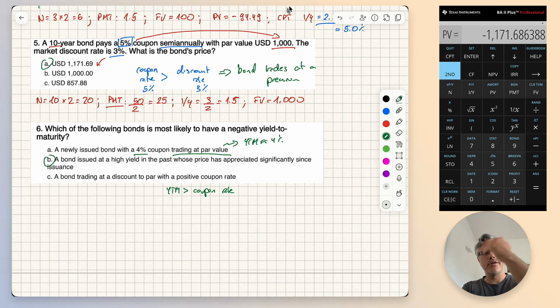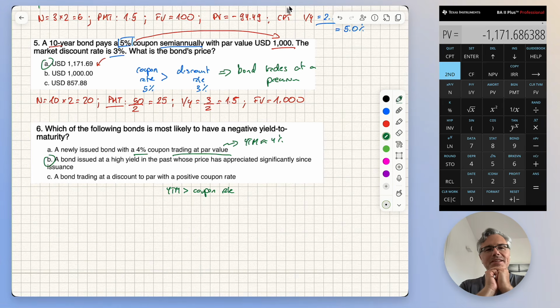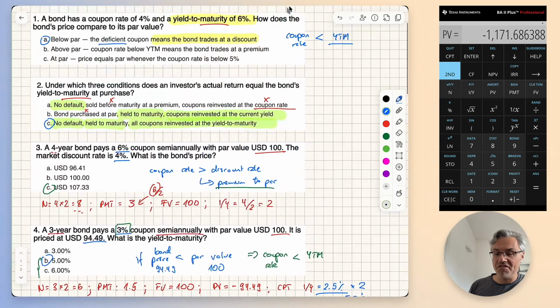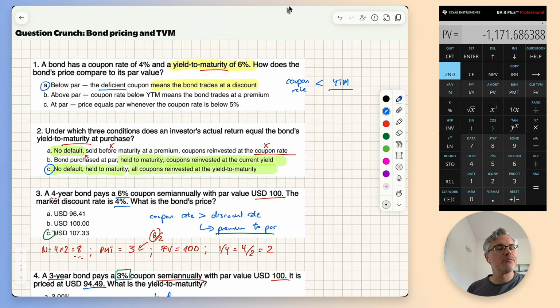All of a sudden, the price jumps up, and as the price jumps, the yield falls and may even become negative. Especially if all around you the yields are negative, as was the case in many places around the world not so many years ago, at the time of COVID, for example. So the answer is B, and that concludes our exploration of the questions associated with bond pricing and TVM.